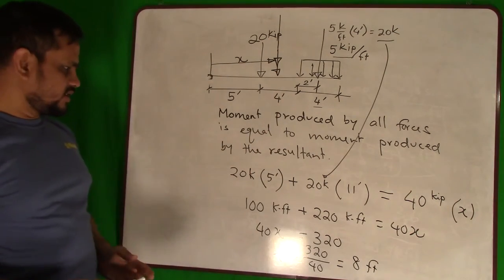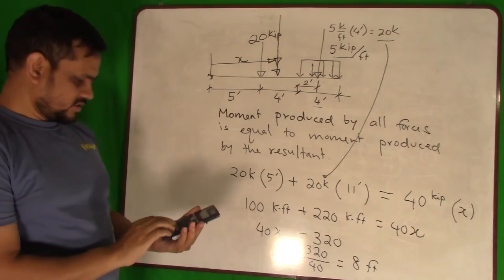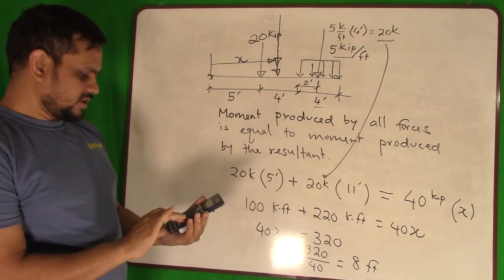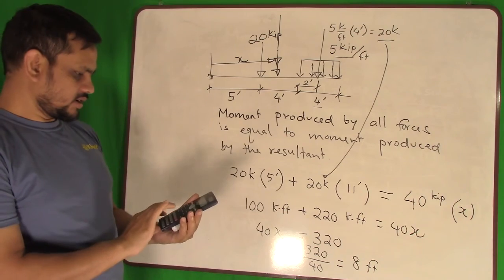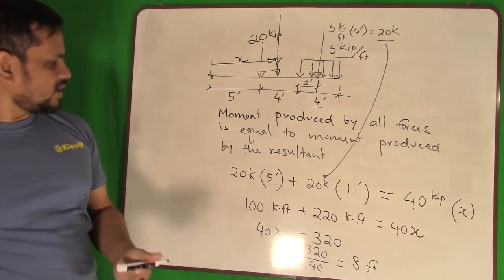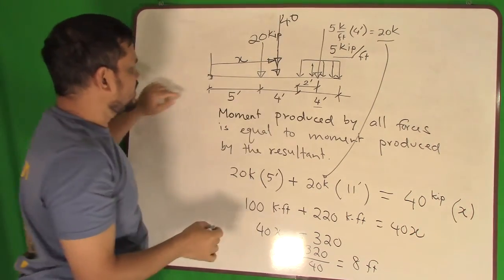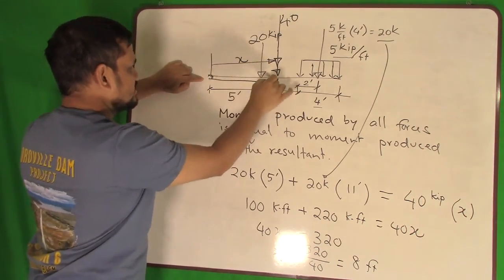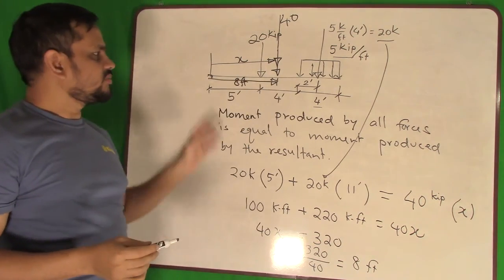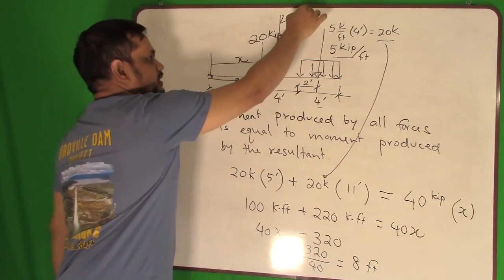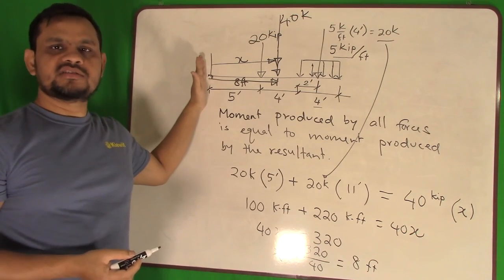I don't know if my calculation is right or wrong. Let me check, because I got a very round number. It means 20 times 11 plus 100. Yes, it looks correct. Yes, I got a very round number. Okay, that means these 40 kips is actually acting somewhere here, 8 feet. That is the answer. So the resultant of those forces is 40 kips, acting at 8 feet from this reference point.